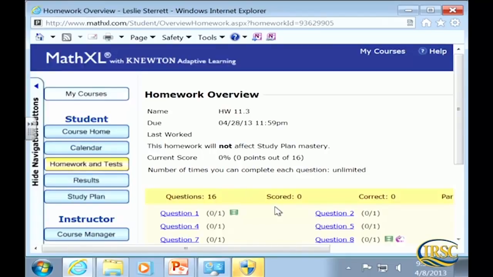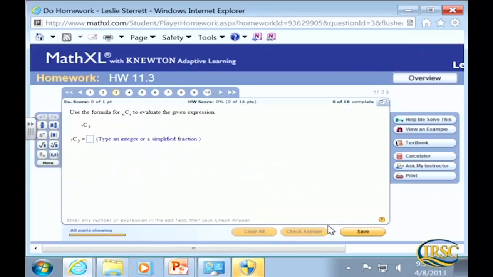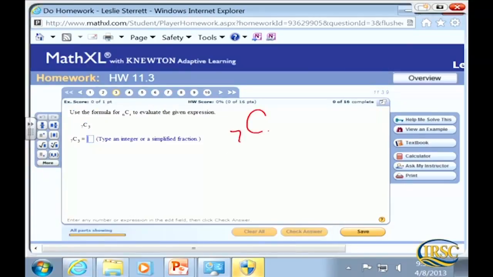Okay, so the first couple of problems are very similar to what we already did in the notes, where it's asking you, is it a combination or a permutation? So I'm going to skip those. Okay, so here it wants you to use the formula for combination to evaluate this combination. So 7 choose 3. So I want you guys to go ahead and practice the formula. Substitute in your numbers and see what you get when you work it out.